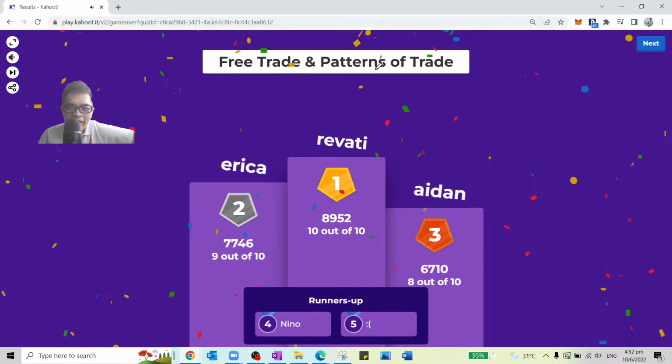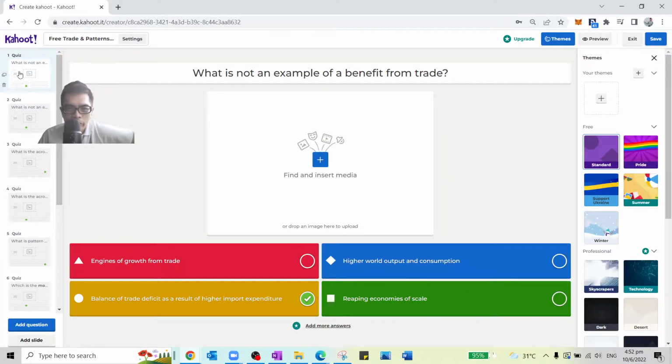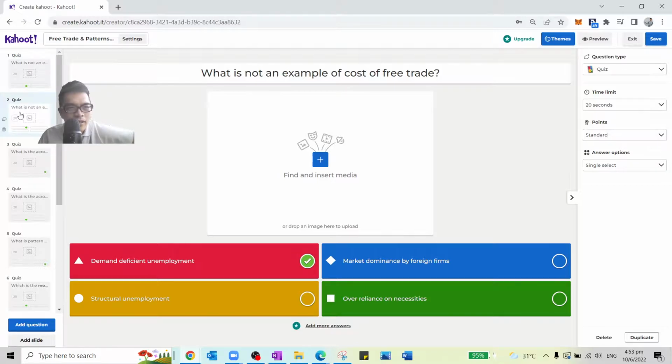So I'll quickly run through the earlier options. For those who didn't get it right, please pay attention. What is not an example of benefits of trade? Trade deficit is not going to be a benefit. The rest are actually under your COVER. What is not an example of cost of free trade? This one is slightly different from what we covered under VALT. Under VALT, we never used market dominance, but market dominance is also considered a cost of free trade.